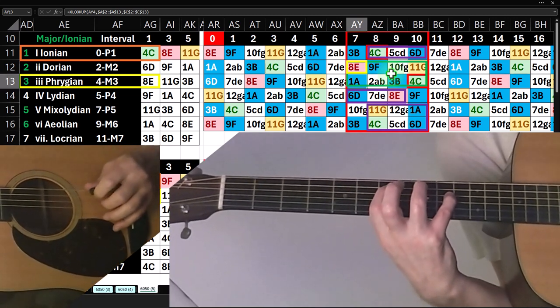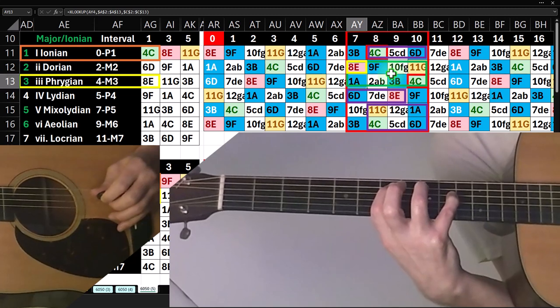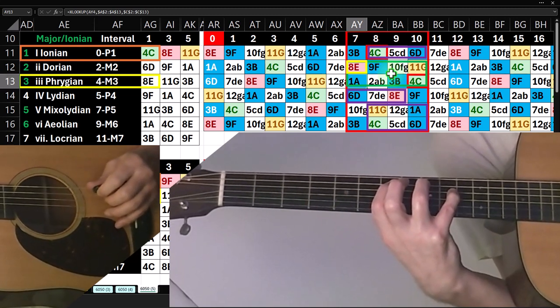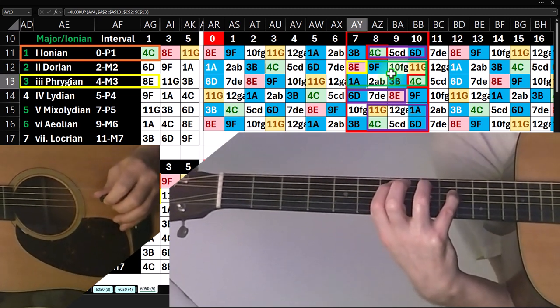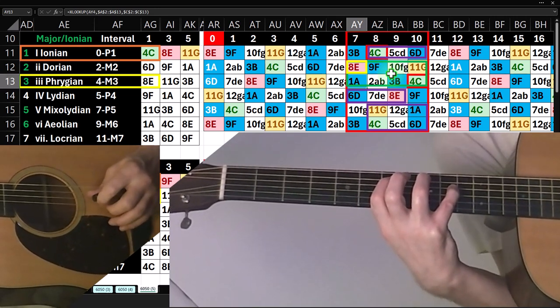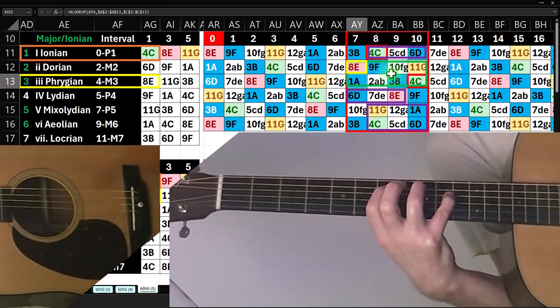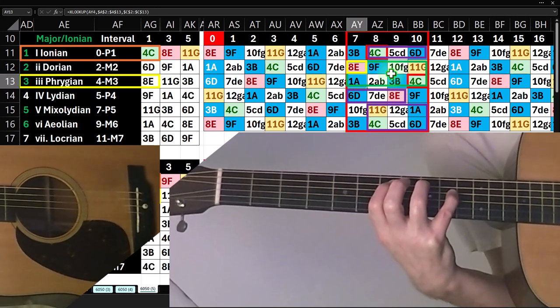So if I see that shape, I'm thinking that's going to be an 8 note away minor ninth, and then I can invert that. Therefore, from C to E would be a 4 note away major third.